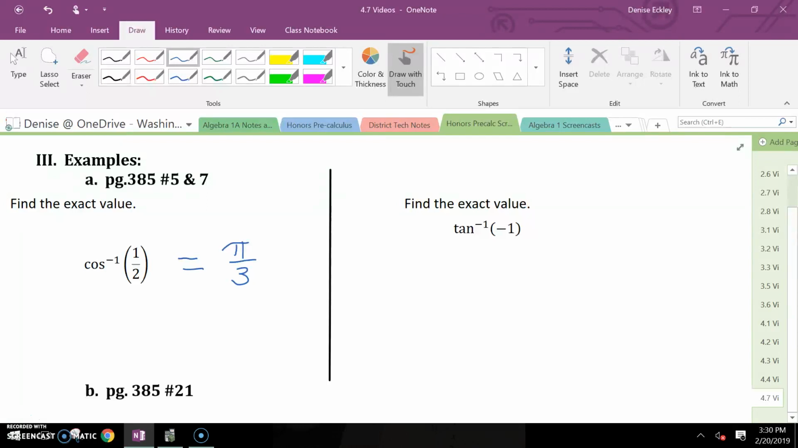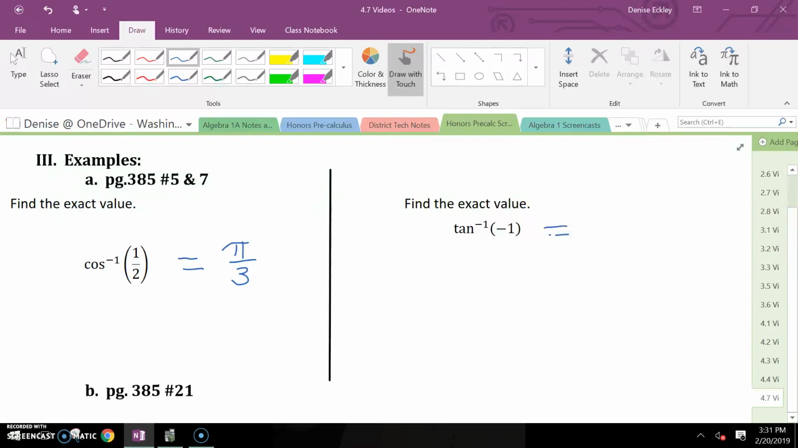And you want to remember that the restricted domain is negative pi over 2 to pi over 2. And if the tangent is negative, that means one of the trig functions has to be negative and the other is positive. And that's going to happen in the fourth quadrant, where cosine is positive and sine is negative.